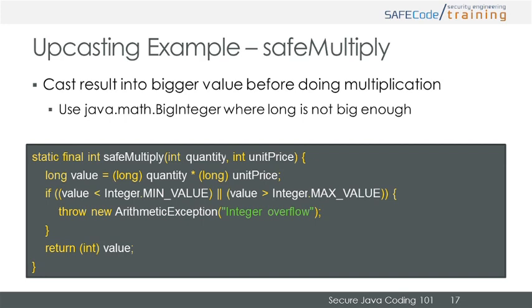The attacker-provided quantity is upcasted to long before doing the multiplication with the unit price. This results in a long operation, which cannot overflow, using integer-type values as an input. The result can be outside the int range, however. In this case, the method throws an exception to inform the caller about the overflow. If the result is not overflowing, it is downcasted to int again and returned to the caller.